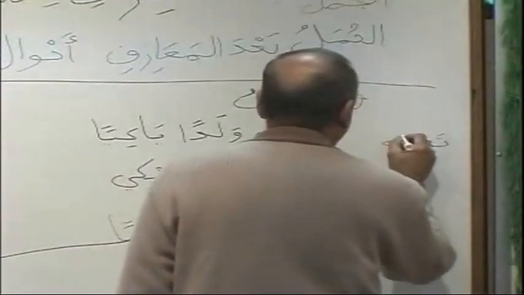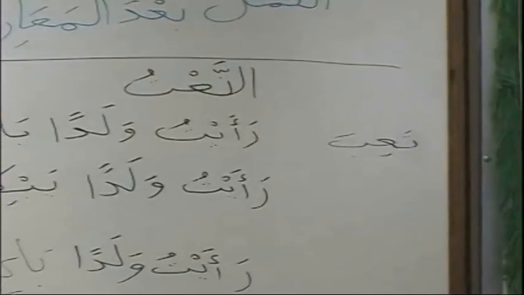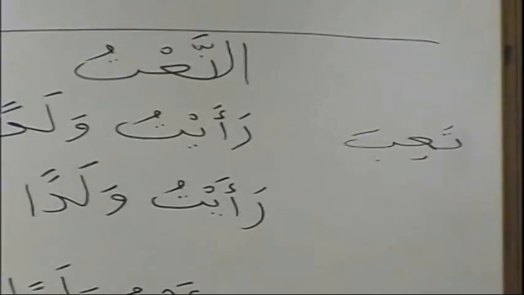Fata'ibtu. I got tired. What is the verb? Ta'iba yata'abu. To get tired. To become tired. Aina Samir. Where is Samir? Da'at sa'atuhu. What is the translation? Where is the fa'il of da'at sa'atuhu? Translation, brother? His watch got lost. Are you with me?